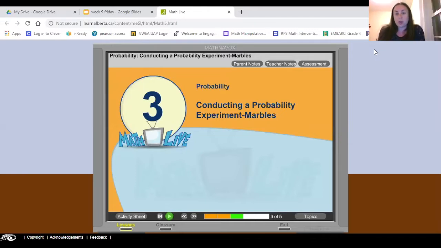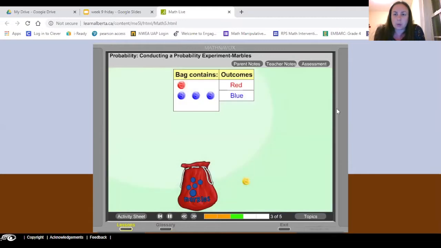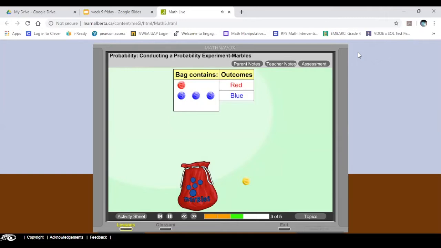All right, so now we're going to conduct a probability experiment using marbles. Now we will conduct an experiment to determine the probability of drawing a blue marble from the bag. Before we do, let's make it more interesting by adding 1 yellow marble to the bag. We must also add yellow as a possible outcome on our chart.